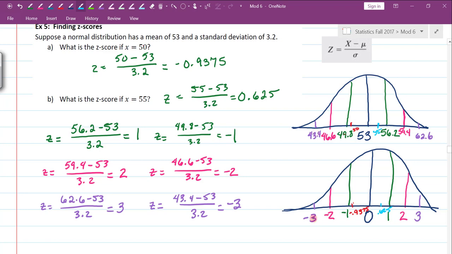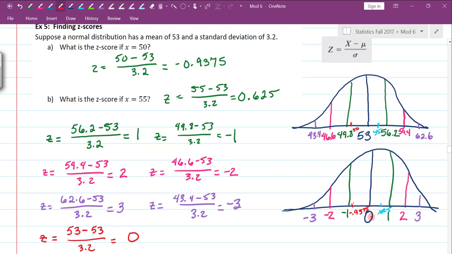Now the one calculation that I didn't do is this one right here. So let's go ahead and do that. Let's calculate the z-score for the mean, and let's show that that transfers to 0. My formula is z equals x minus the mean, divided by the standard deviation. Well, my x would be 53, if that's what I'm standardizing. So it'd be 53 minus the mean, 53, divided by the standard deviation. I get 0 divided by 3.2, which is just 0. So that shows that when I standardize the mean, it will indeed equal 0.